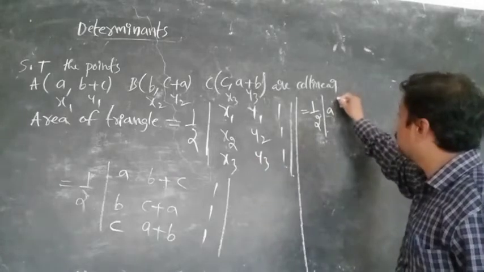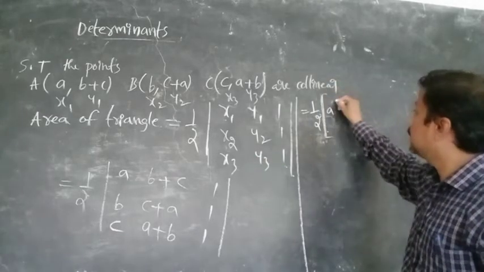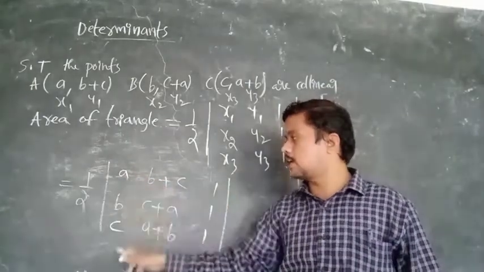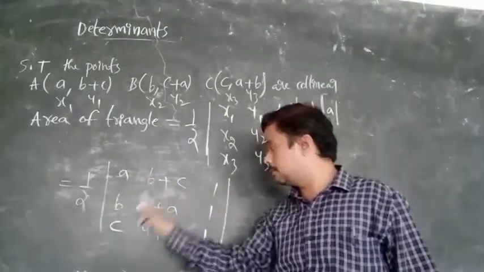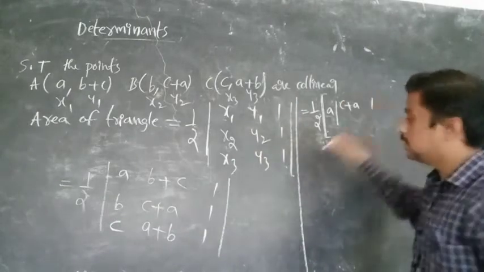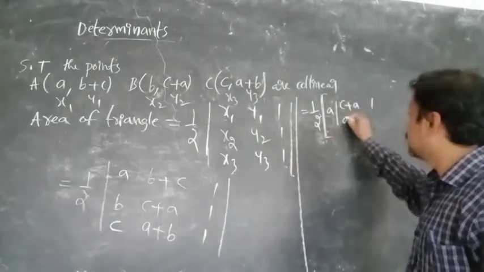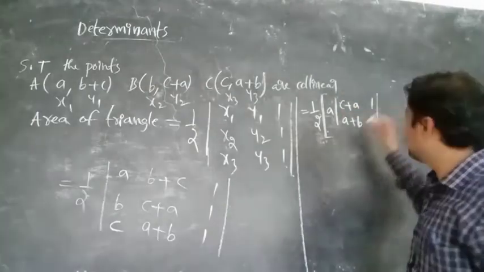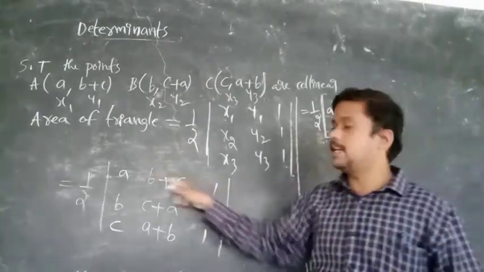Into, okay. A lies where? First row, first column. Eliminate this row and this column, and the remaining things you have to write here. C plus A, 1, A plus B, 1. Okay. Minus B plus C.